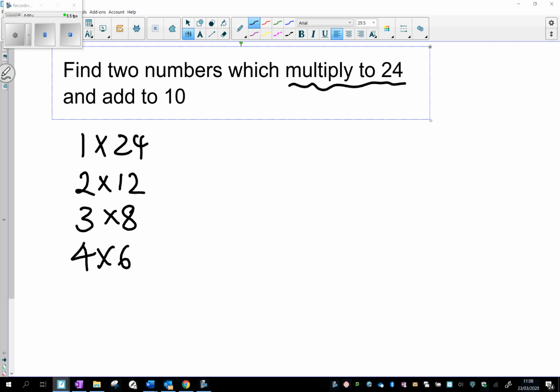Now if you look at each pair, we're looking for a pair that also add up to 10. And if we look at all of these, we can see that the pair which also adds up to 10 are 4 and 6.